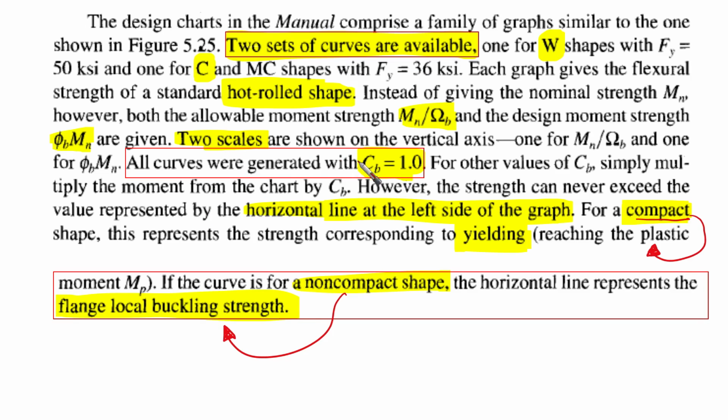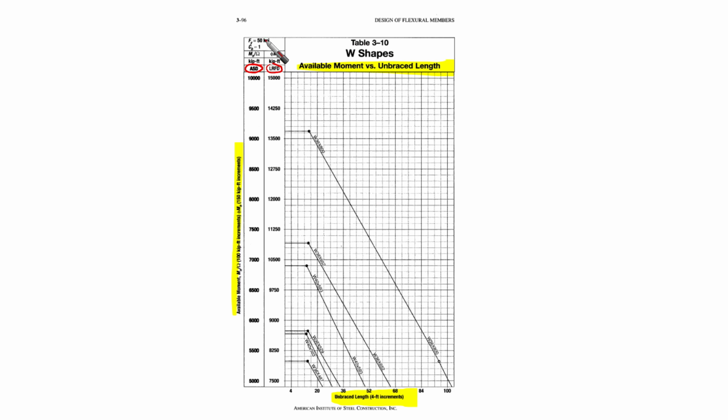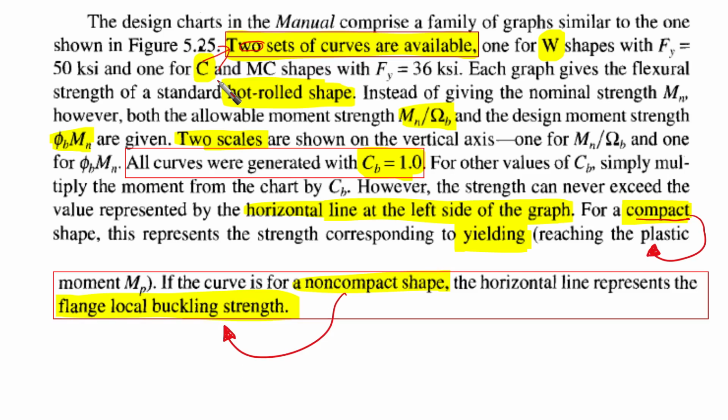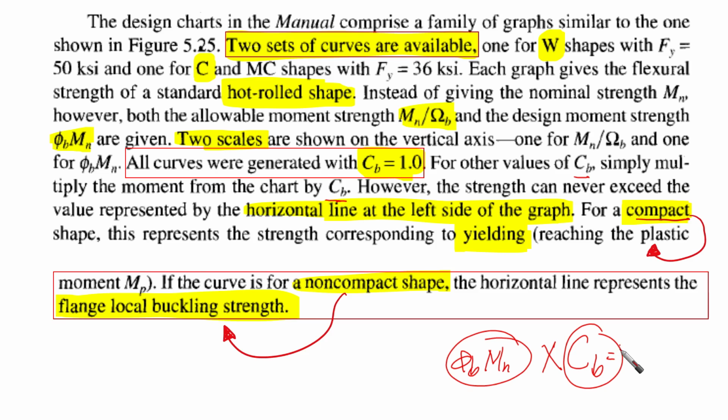Two scales are shown on the vertical axis, one for the allowable strength, another one for the design strength. All curves are generated with Cb equal to 1. You can find it easily here. For other values of Cb, simply multiply the moment from the chart by Cb. So whenever you have an available moment, for example, phi b times Mn for LRFD, then multiply it by Cb. If Cb is other than 1, for example 1.3 or 1.2 or whatever, then you need to multiply to get the available strengths.